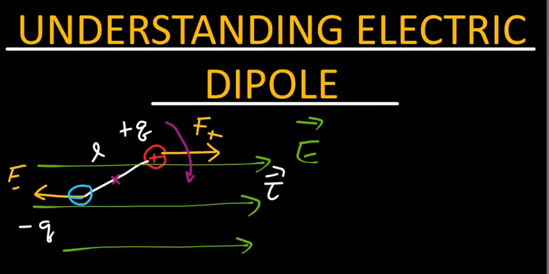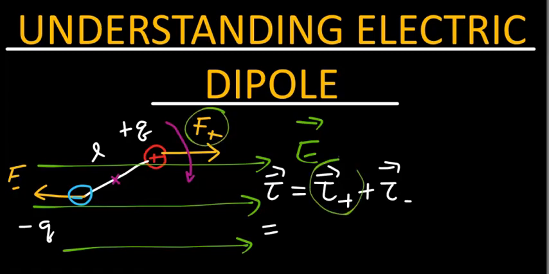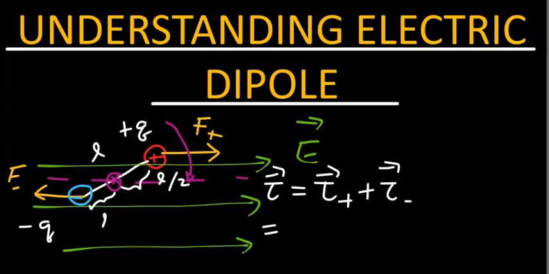To get the net torque, we need to determine the torque due to the positive force plus the torque due to the negative force. So let's first calculate the torque due to the positive force, F+. Let's calculate the torque about an axis passing through the middle. So that means this length is L/2 and that length is L/2. Let's also assume that there is an angle here, phi, the angle between the dipole and the electric field.